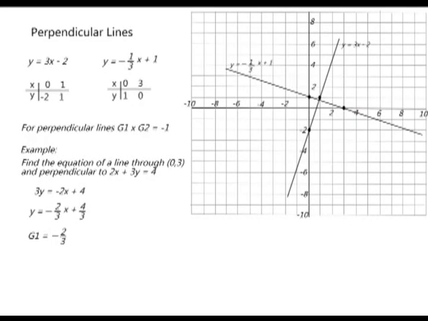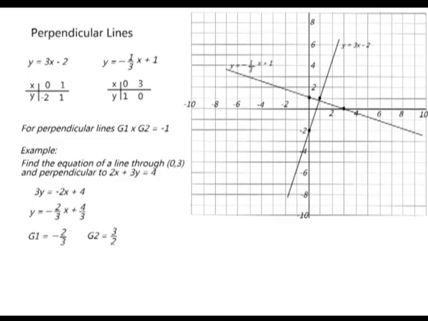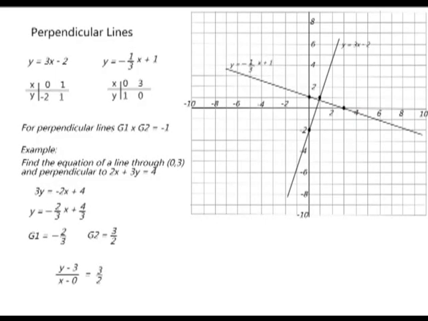For perpendicular lines, gradient 1 times gradient 2 is equal to minus 1. And so gradient 2 must be equal to 3 over 2, because minus 2 over 3 times 3 over 2 will give us minus 1. Now we know the gradient of the second line and we have 1 point, (0, 3). So let's get its equation. Get another arbitrary point (x, y). And we have (y minus 3) over (x minus 0) is equal to 3 over 2.